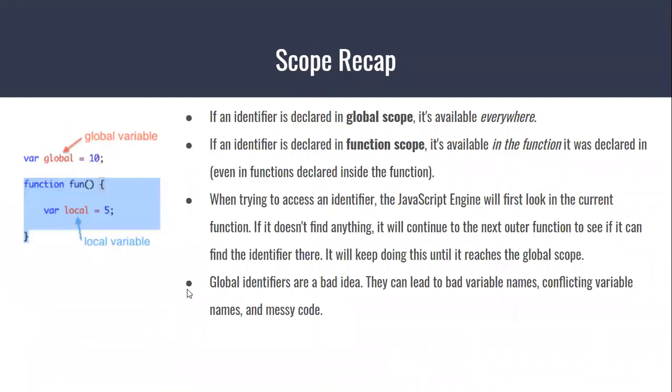If an identifier is declared in the global scope, it's everywhere. If an identifier is declared in a functional scope, it's available inside of the function it was declared in. It's local, even in function declarations inside of the function. So here you can tell in this example, we have something called global, it's equal to 10. And then we have a variable called local, that's pretty self-explanatory. I can see what this is, and that's local to that.